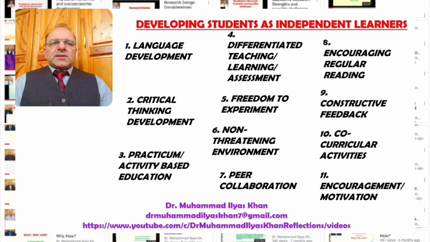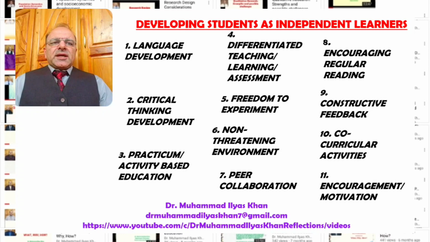Co-curricular activities are again a very important way to develop the independence of action of the students, and as a result, during the co-curricular activities, there are opportunities for students to learn on their own, to observe, to make experiments, and to experience in a practical sense, and to learn from those experiences.